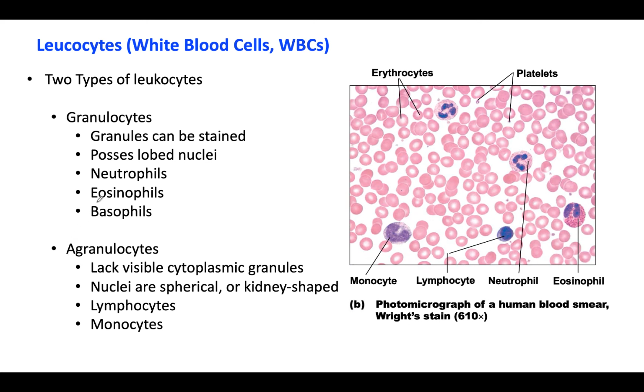Neutrophil, eosinophil, and basophil belong to granulocyte, whereas lymphocyte and monocyte do not have cytoplasmic granules. Therefore, they belong to agranulocyte. A means no granule.